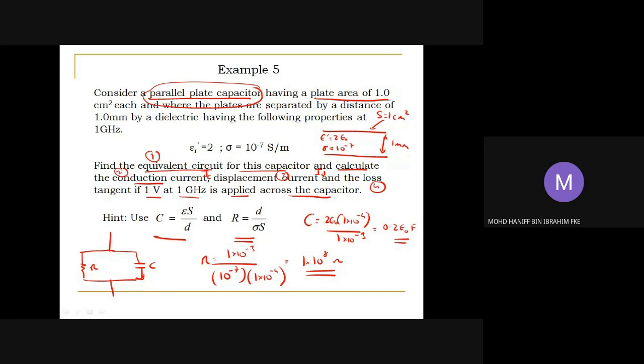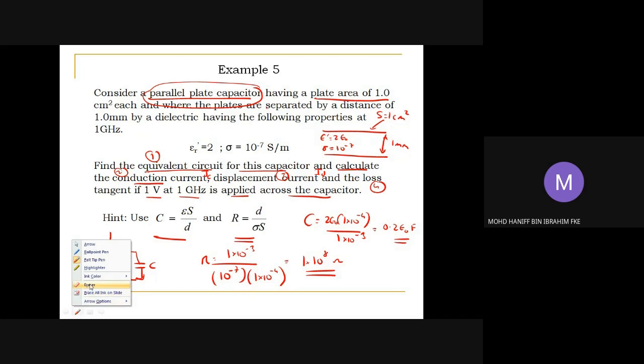So that should be your capacitance for this particular case, given a structure with a plate area of 1 cm squared, a plate distance of 1 millimeter, and the properties of the dielectric as given here in this example. So that should be your resistance and capacitance for this equivalent circuit of your capacitor structure.